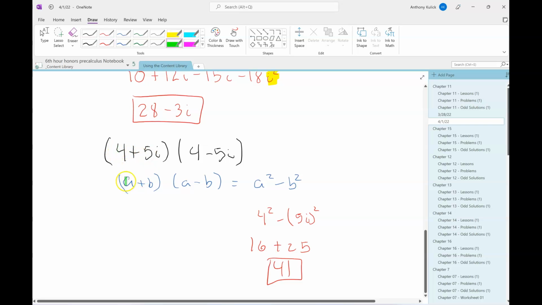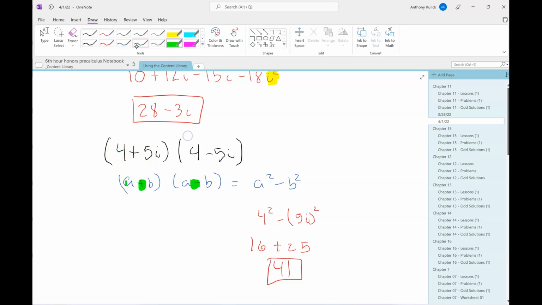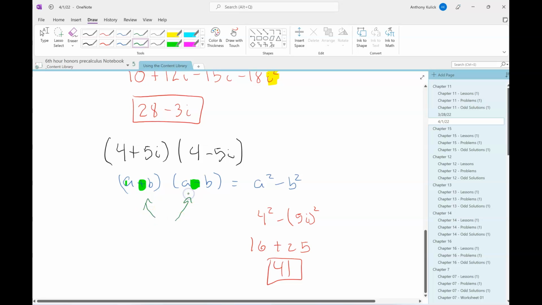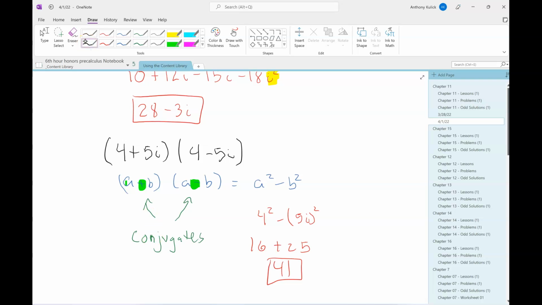Just as a piece of vocab, when we see two things like this that are the same with different signs in the middle, do you remember the special math name we give for things like this? They're called conjugates. Just as a little bit of review from last year. I know that this is an ACT weekend, so I mention some stuff that we would have done last year. Algebra 2 is a pretty ACT heavy section or topic.